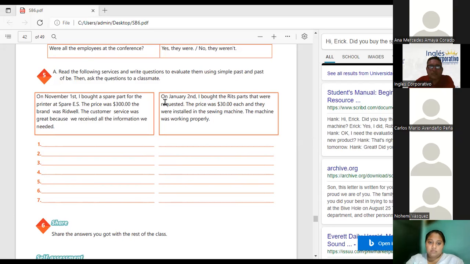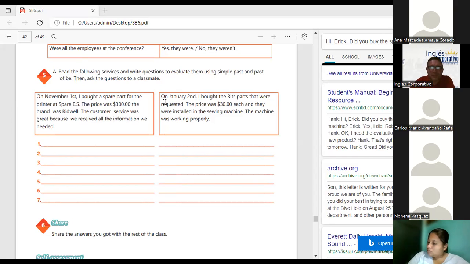When did you buy the spare part for the printer? On November 1st. How much did the spare part cost you? The price was $300. What brand of parts did you buy? The brand was Ridewell. How was the customer service? The customer service was great. Did they give you the information you needed? Yes, they did. Since it is asking about them, the answer has to include they. Yes, they did. How much was the price of the parts of Ritz that you bought?